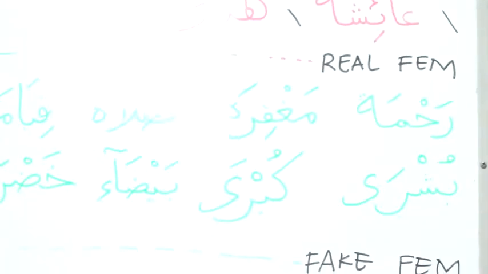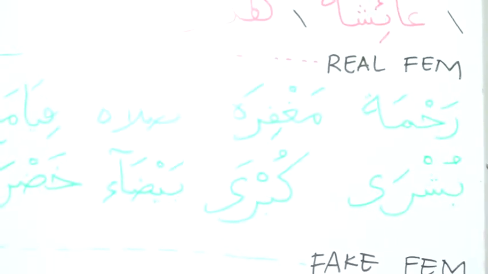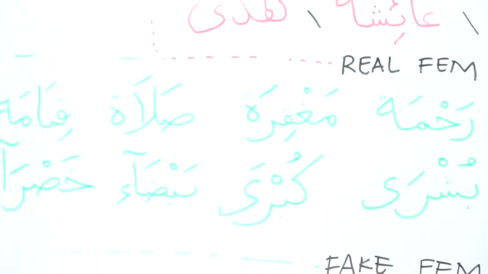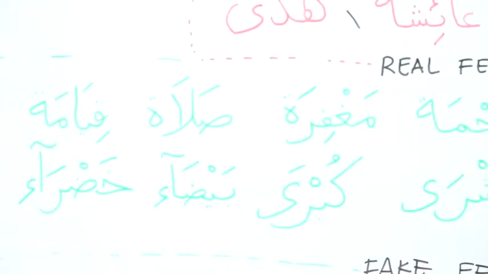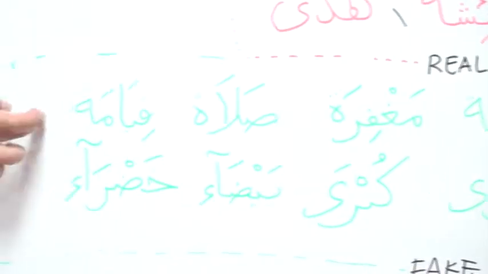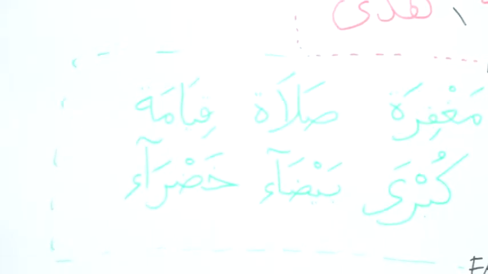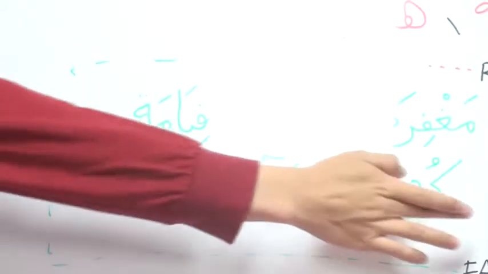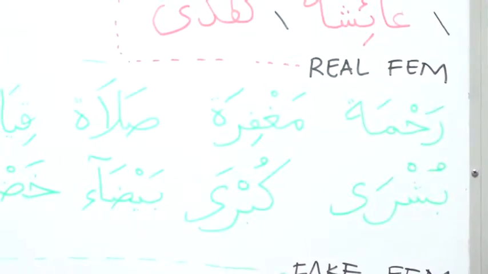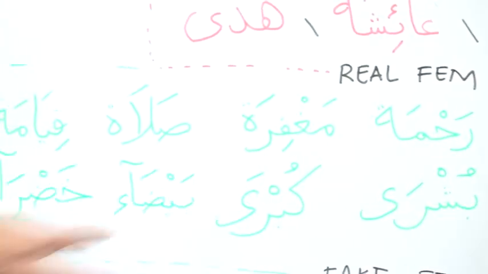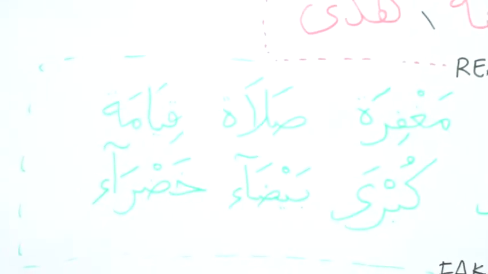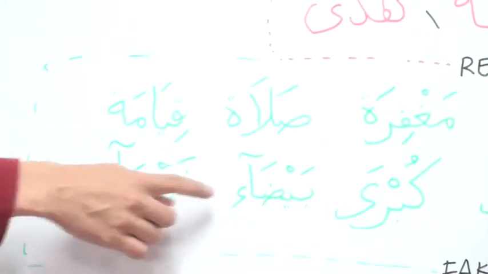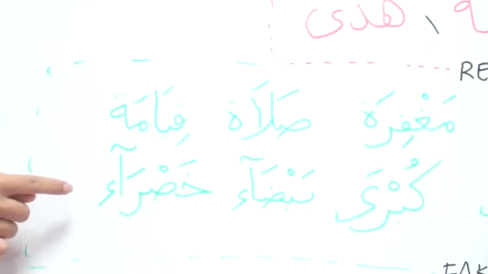Second example, maghfirah. Fake feminine. Another example, salat. Salatun, salatan, salatin, it depends on the status. Qiyamah, resurrection. And then Bushra, news. Kubra, great. Bayda, white. White color, yes. And this color, khadra, green.